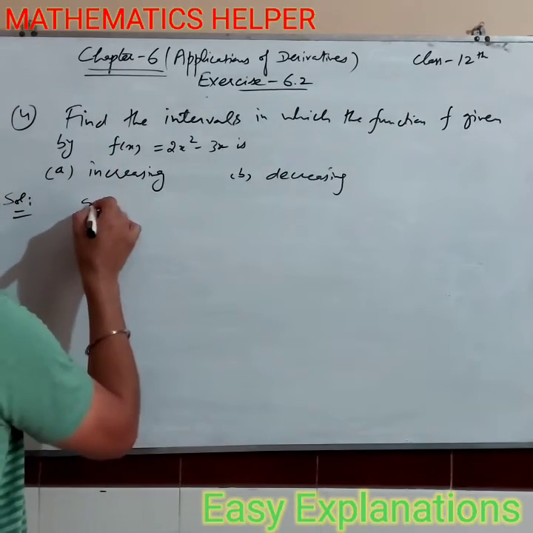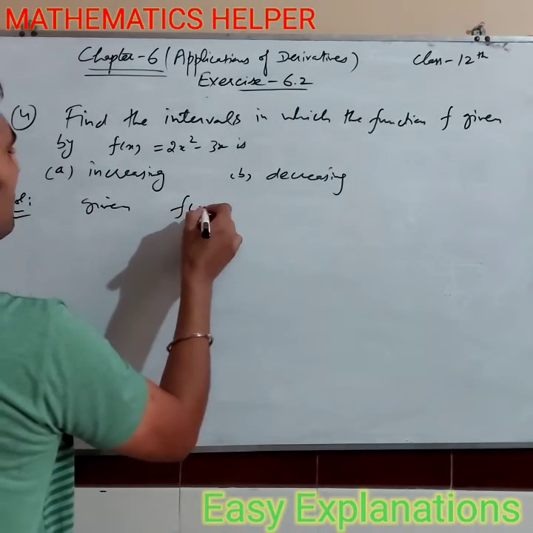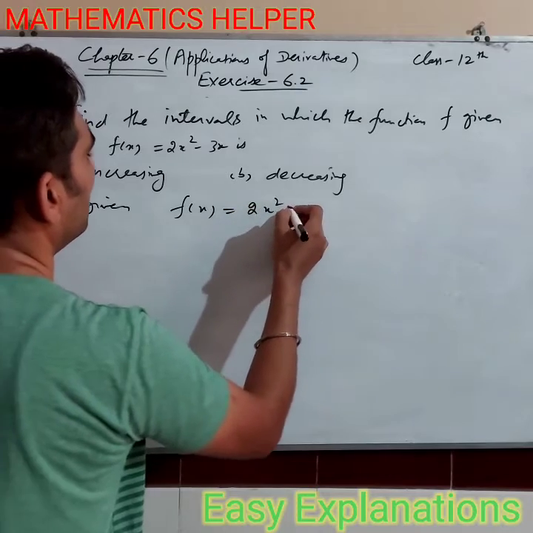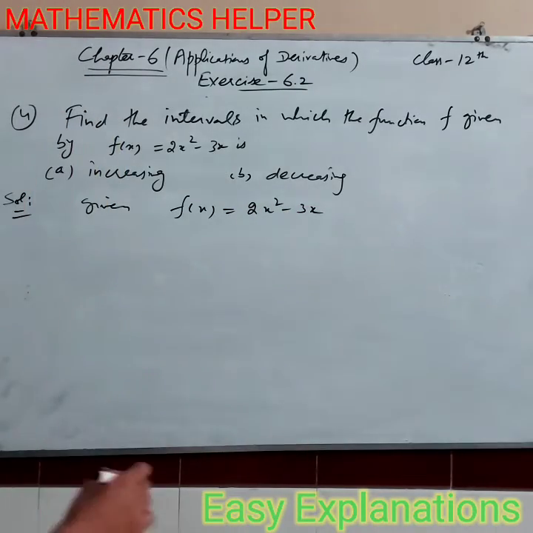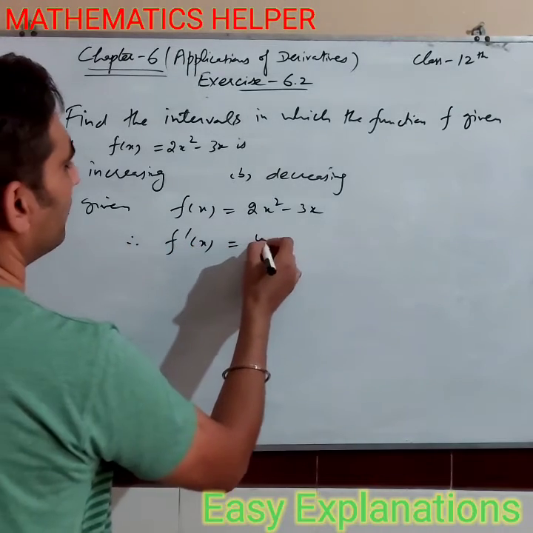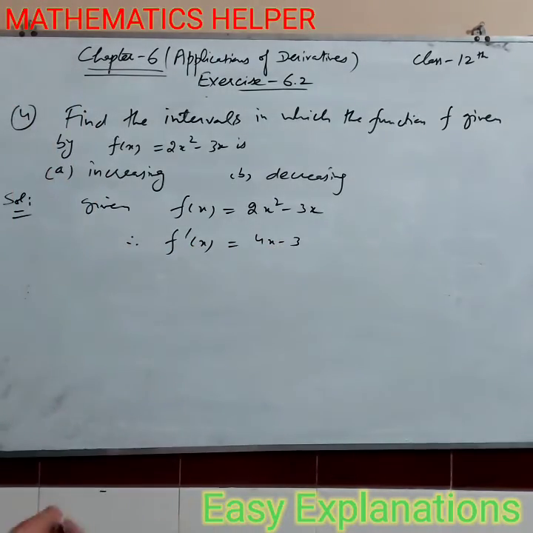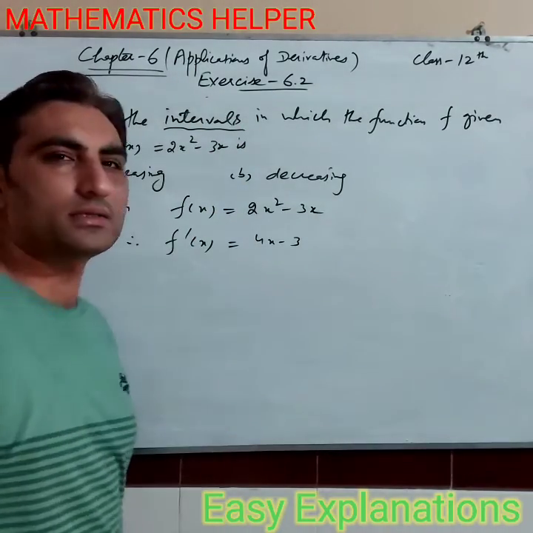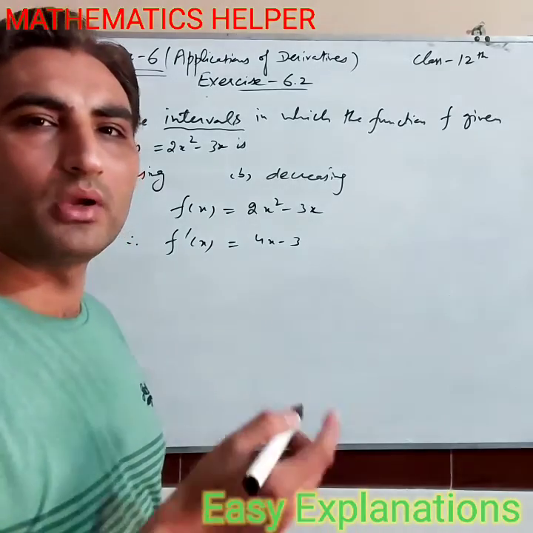So first we will write what is given, f(x) equal to 2x square minus 3x. When you write the derivative, the derivative will be 4x minus 3. Now students, to find intervals, the very first thing you have to remember here is that you have to write the derivative equal to 0.